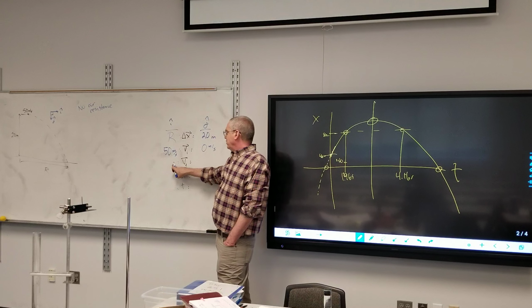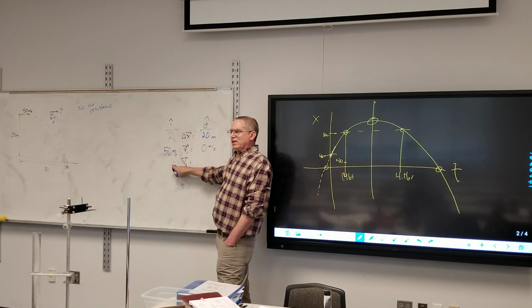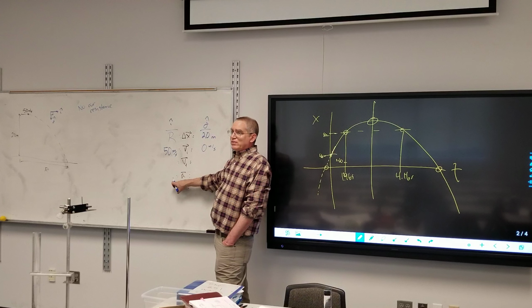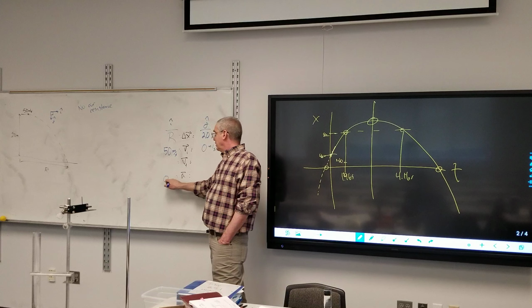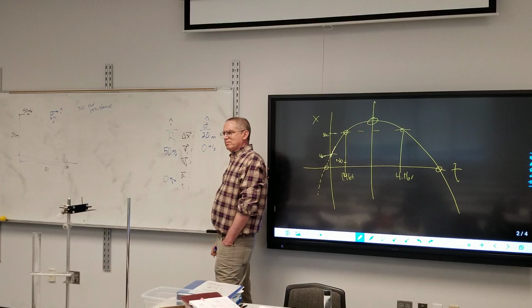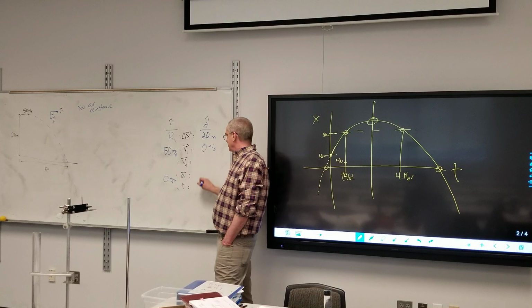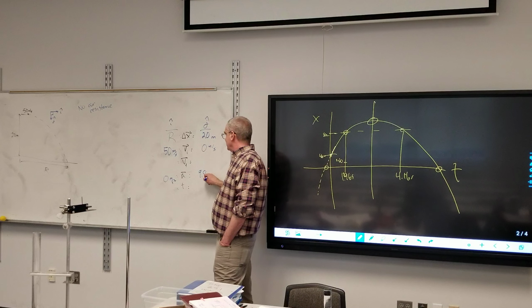Why is the final velocity horizontally 50? There's no reason it would slow down, or speed up. Ultimately, because the acceleration is 0 horizontally. What about vertically? 9.8 meters per second squared.